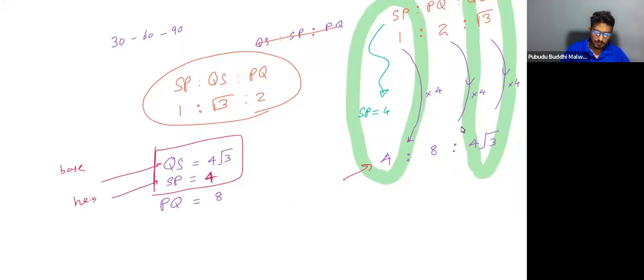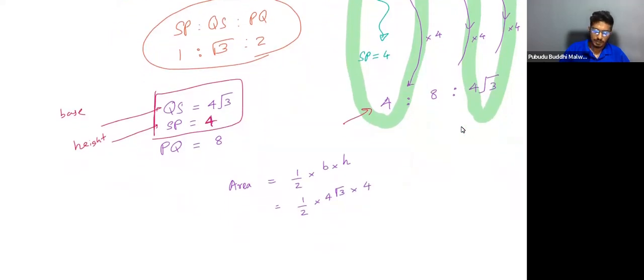Hence, the area of the triangle equals half times base times height, which means half times 4 square root of 3 times 4, like that. Then simplify. Don't need to multiply initially. You can put 1 under 4 root 3 and 1 under 4. Simplify 2 and 4. 1, 2, because 2 is a common factor.